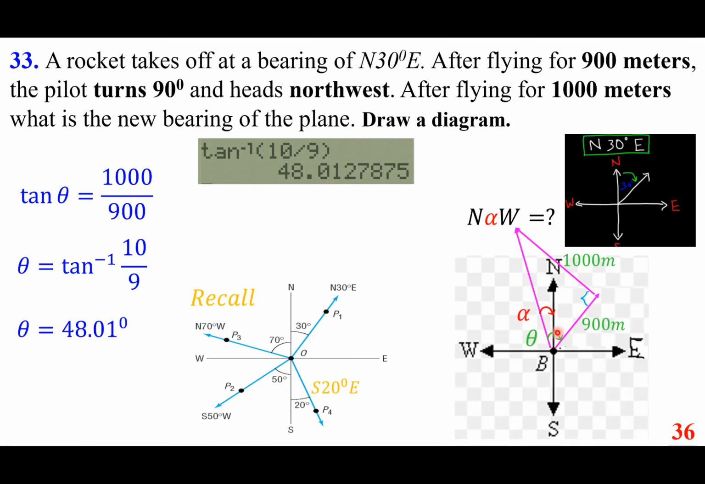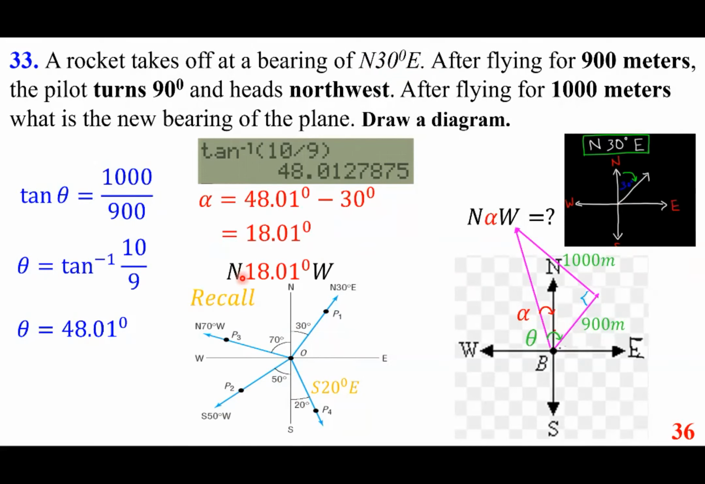If this angle is 48.01 and this much was 30 degrees, then you subtract the 30 degrees and that gives you alpha. So again, this whole thing, we proved it to be 48.01. We're going north 30 degrees east. This direction was 30 degrees. So we subtracted, and now the answer is north 18.01 degrees west. That is the direction.